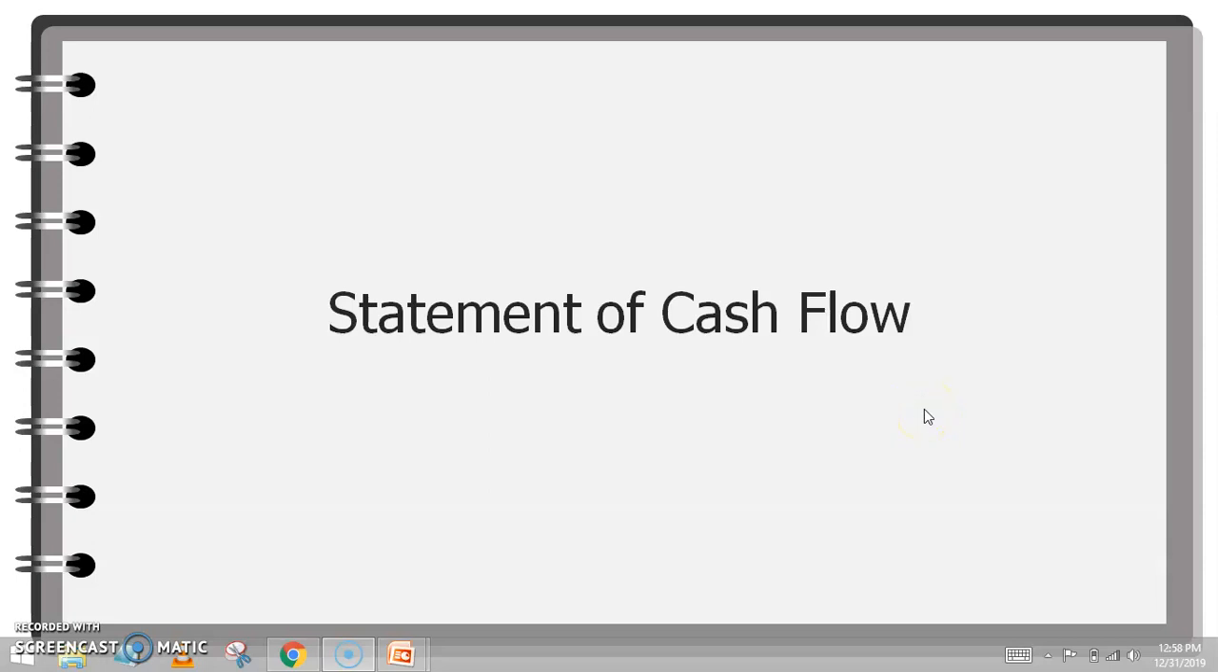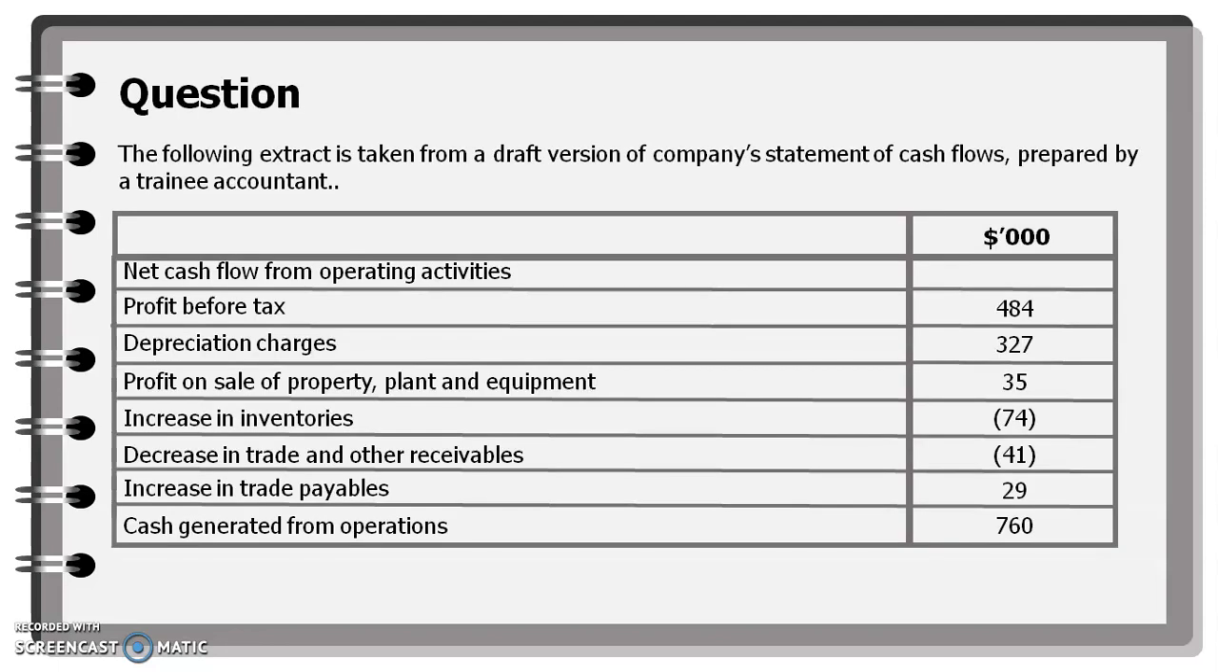It's a good problem about cash flow statement, basically finding out errors, mistakes. Here you have the following extract taken from a draft version of a company's statement of cash flows prepared by a trainee accountant, and this is what you see: profit before tax, depreciation charges, then profit on sale of property and equipment, increase in inventory, decrease in trade and other receivables, increase in trade payables, cash generated from operations.